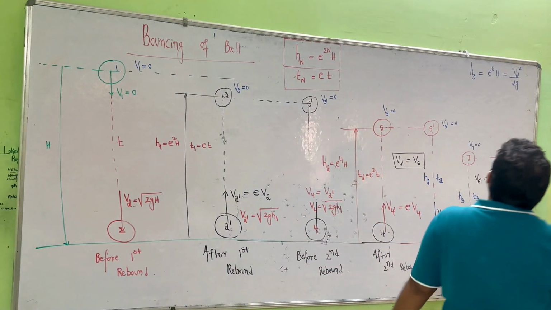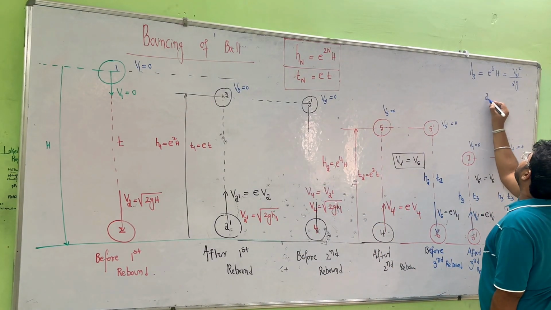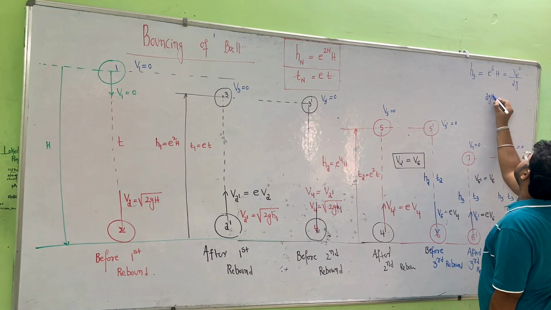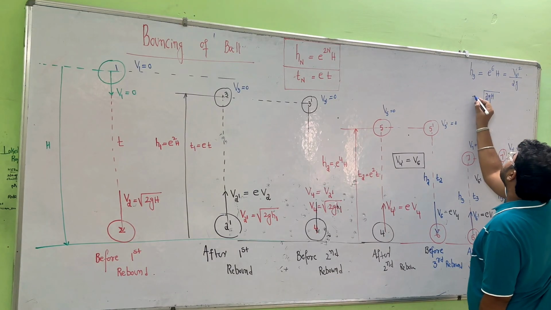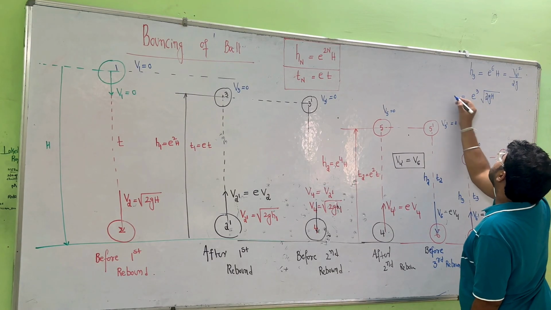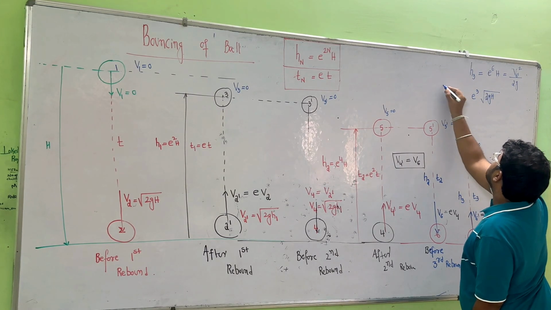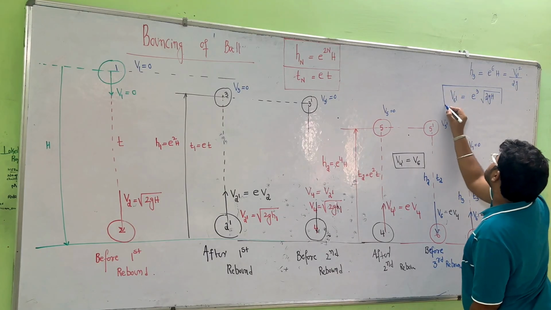Clear? So then how can we write it? 2gh, square root of E cube, that is the V6 dash.